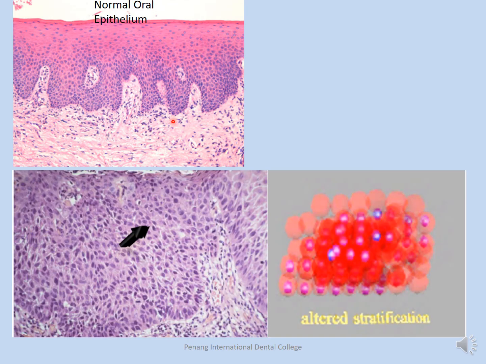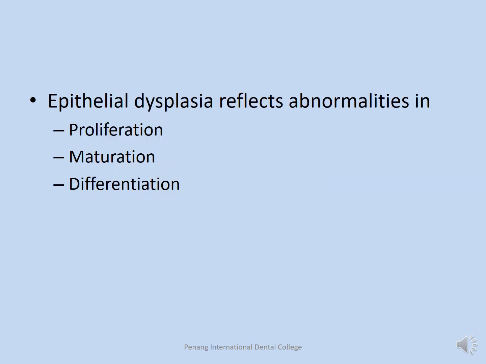So now we have normal epithelium, which has regular arrangement, regular stratification. But in dysplasia, what happens is there is a loss of stratification. That means there is irregular arrangement of these cells as they mature and progress further, which is not good news. Which is indicative of dysplasia, which is indicative of a pre-malignant change. That means this part of the epithelium has a higher chance now of going into malignancy. So epithelial dysplasia reflects abnormality in proliferation, in maturation, and in differentiation. So epithelial dysplasia reflects these three abnormalities.